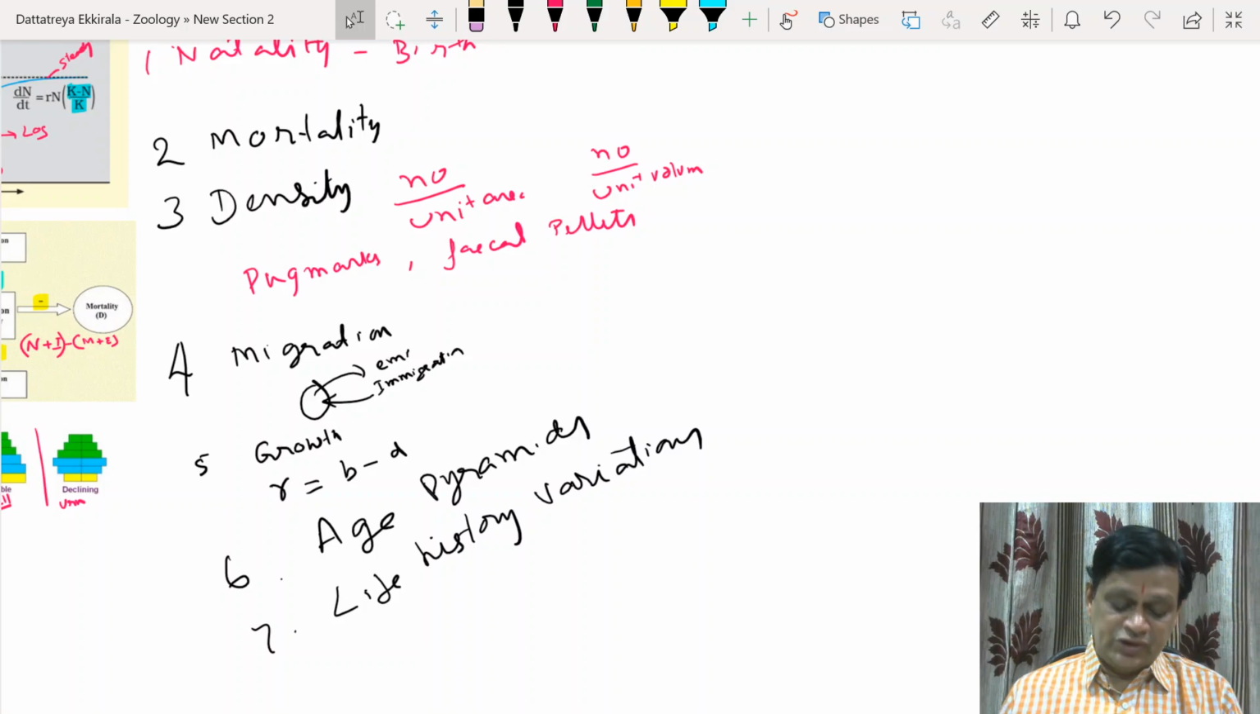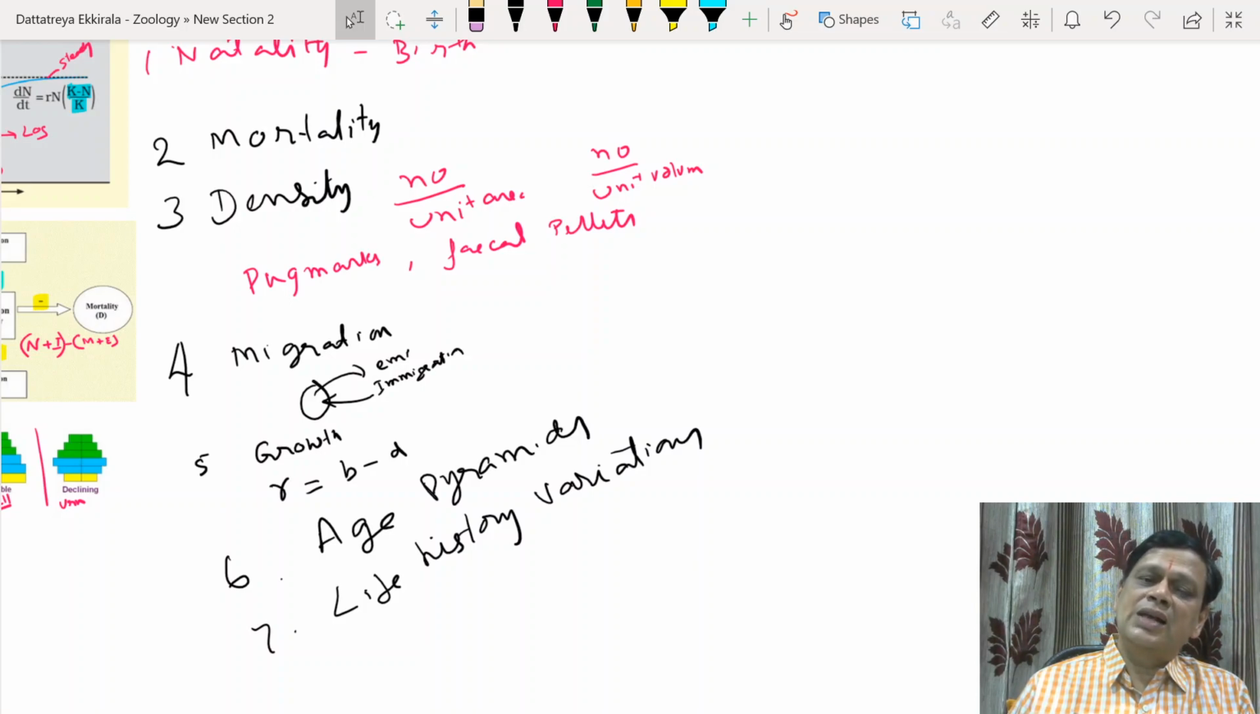So what is life history variation? Populations do not have a common character; I am talking about different populations. Some pelagic fishes produce progeny in large numbers. Birds and mammals produce large-sized progeny, few in number. So small-sized ones produce more progeny, large-sized ones produce less progeny, and some breed only once in their lifetime. Some breed many times. So what is best suitable, we cannot say.